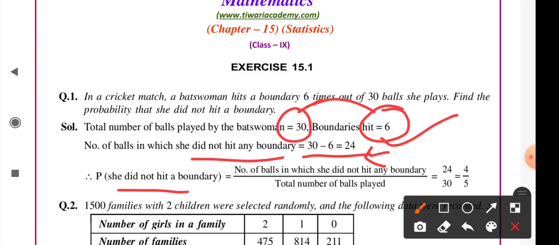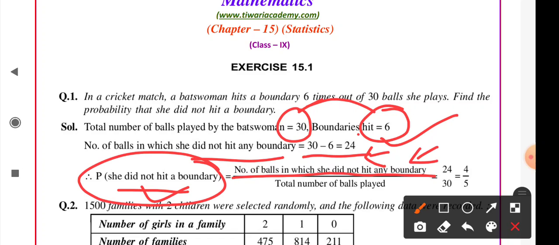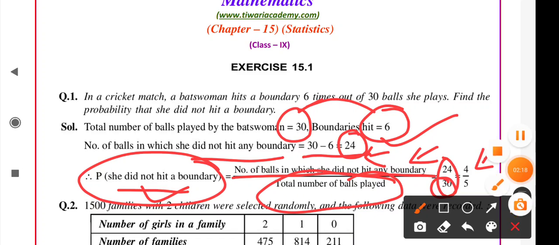And you have to find the probability that she did not hit the boundary. Since I told you the formula of probability is the number of favorable outcomes upon the total number of outcomes, the favorable outcomes are 24 and the total number of outcomes is 30. So the answer is 24 upon 30. When you convert it into the simplest form, it becomes 4 upon 5. That is the answer of this question.